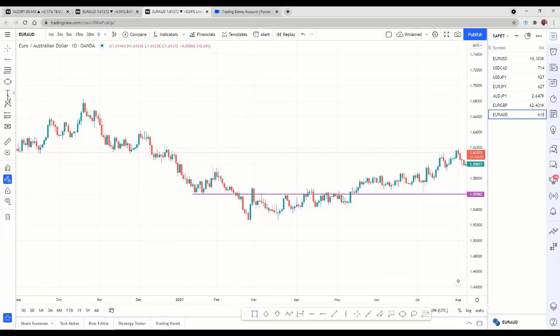What do I mean by swapping of roles? At this point, it bounced off, came again, bounced off. Why? This place was a support. It came here, jagged around here a bit before it broke. But then you can see it became a ceiling at this point. A resistance.